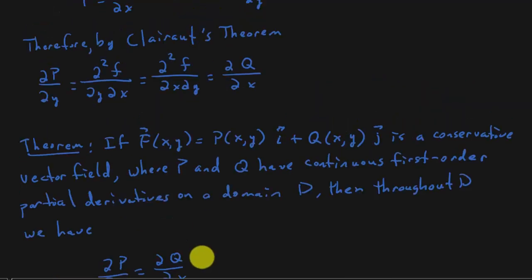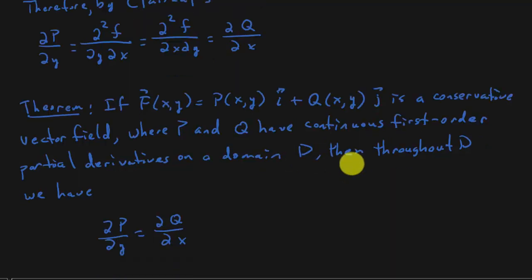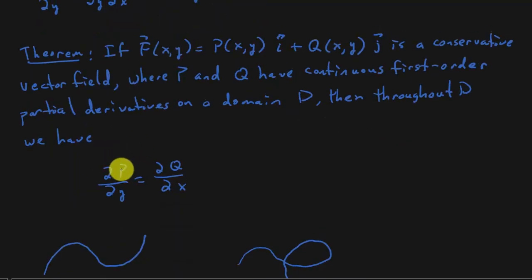So this right here, we have a theorem: if F of x,y is equal to P of x,y i plus Q of x,y j is a conservative vector field where P and Q have continuous first-order partial derivatives on a domain D, then, throughout D, we have the partial of P with respect to y is equal to the partial of Q with respect to x.